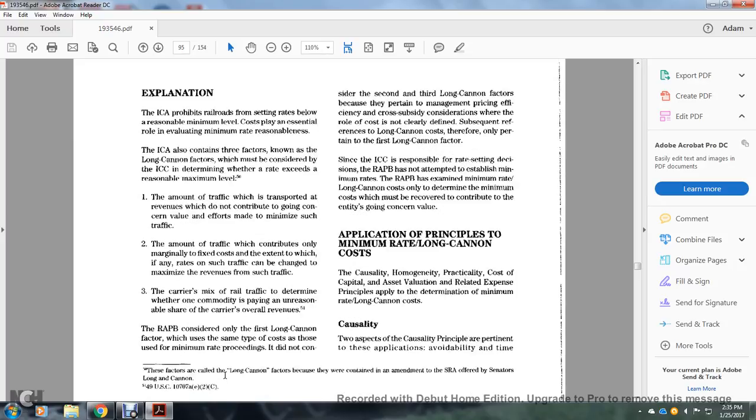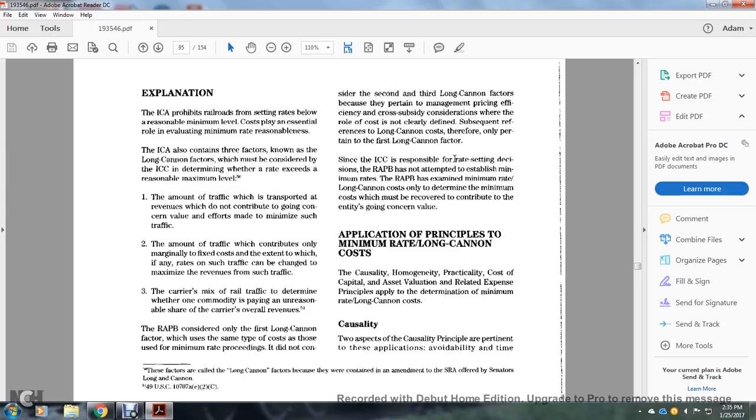The railroad accounting principle. Consider the first Long Canon factor, which uses the same type of cost as that used for the minimum rate. It does not consider the second and third Long Canon factors because of protecting management and preserving price and efficiency; cost is a subsidiary consideration, and the role of the cost is not clearly confined to the subsequent reference to the Long Canon. Therefore it only pertains to the first Long Canon factor.